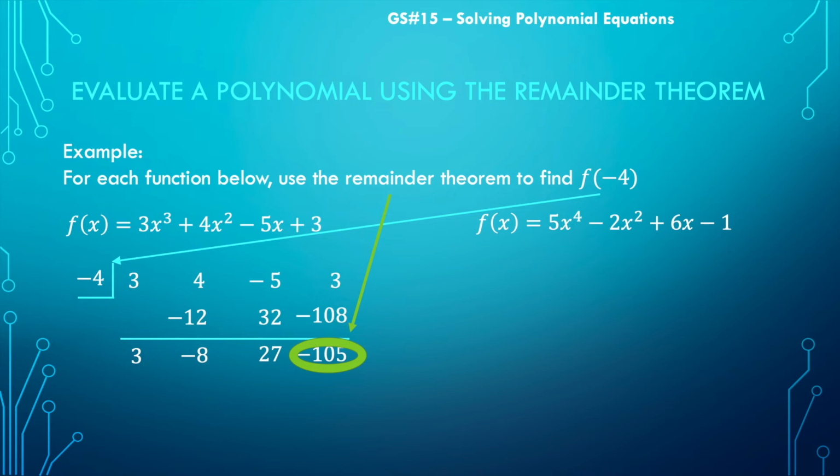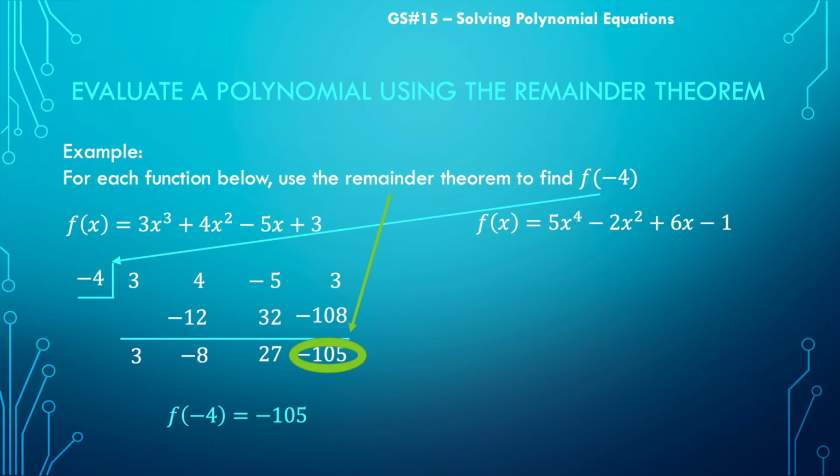Now, I wanted to remind you that what I'm doing is looking for the remainder, right? I'm using the remainder theorem that says the remainder is f of c. So I'm looking for f of negative 4, and this is my remainder. And so that is my answer. f of negative 4 is negative 105. Okay, and so let's do this other example.